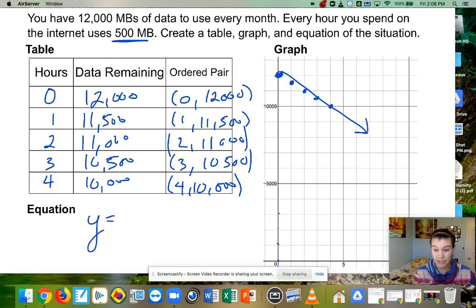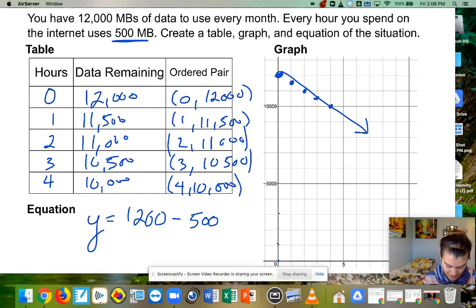So now if we're thinking of a pattern, we have some sort of y equals, and then we start with something. We're starting with our 12,000, and then we're always going down by 500. And the number of times we subtract 500 is the same as our number of hours right here, or our x.